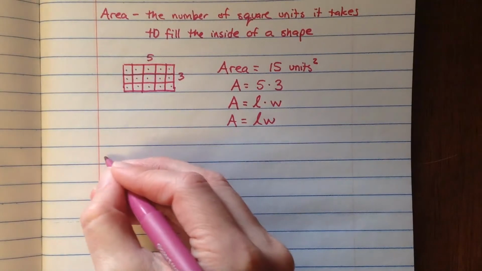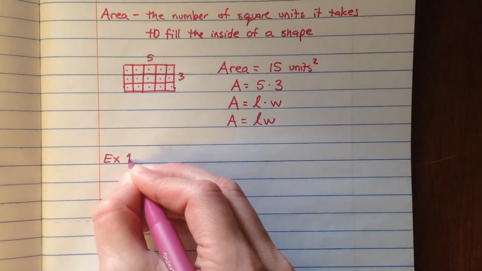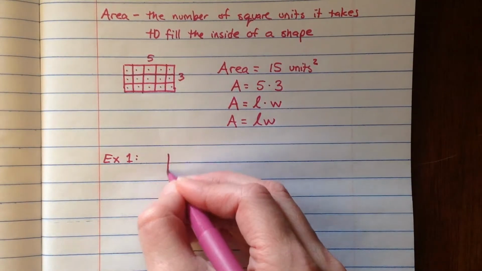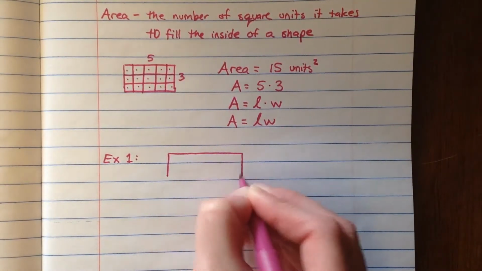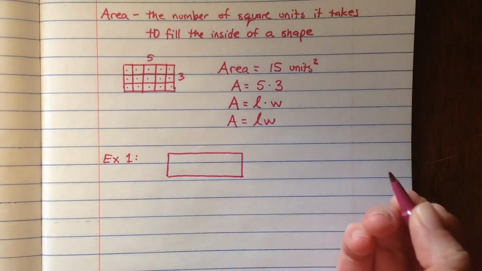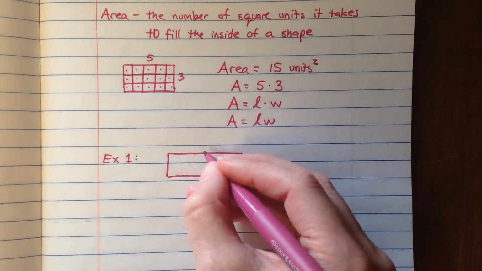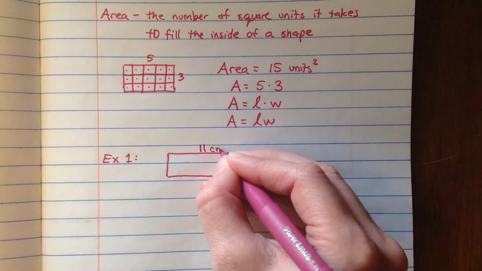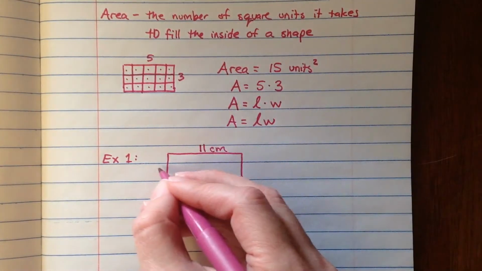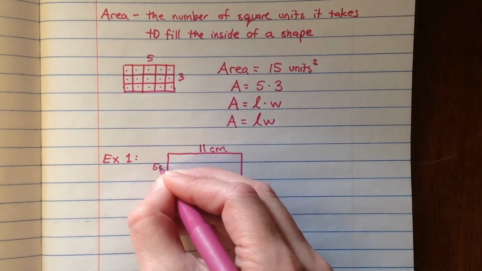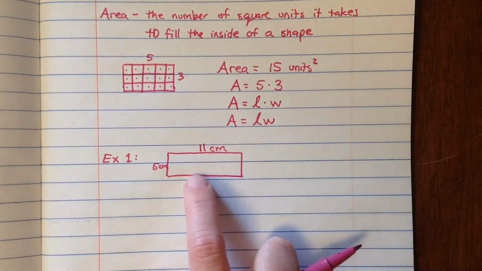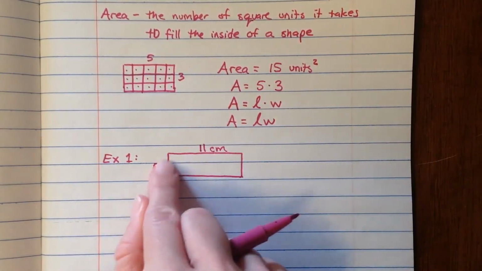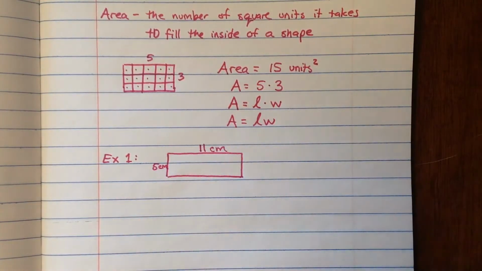So let's look at an example of what that might look like. We'll call this example number 1. Let's say you're given a rectangle. Let's make it a longer and skinnier one. Let's say that this rectangle has a side length of 11 centimeters, and a width of 5 centimeters. Again, it does not matter whether I call this the length or this the width; you can switch them interchangeably.